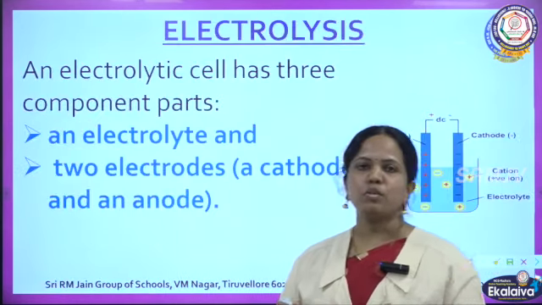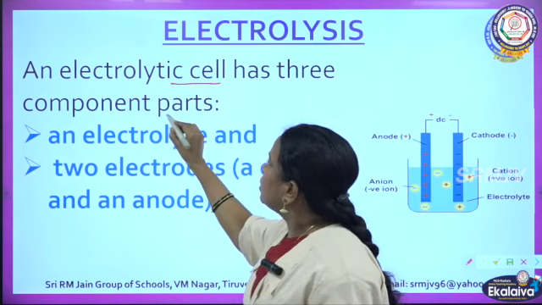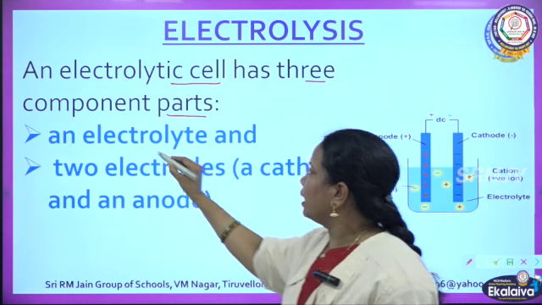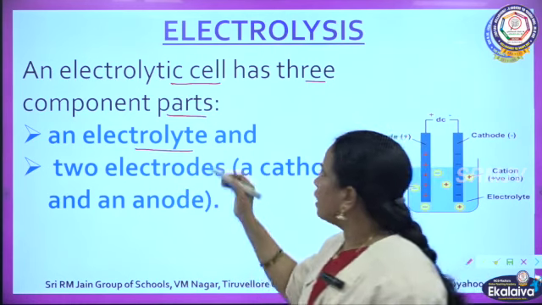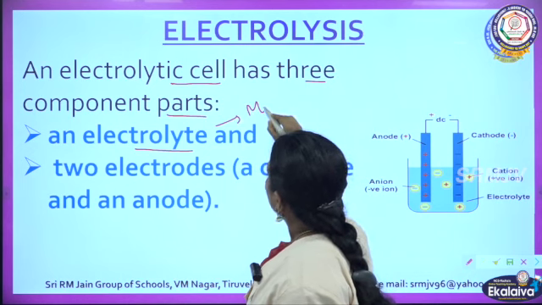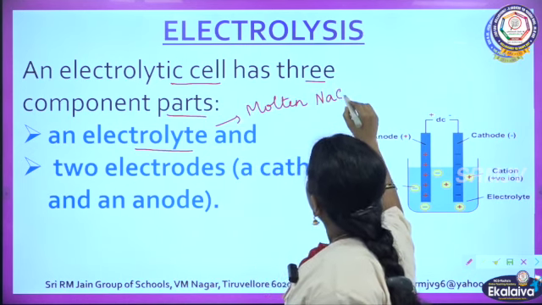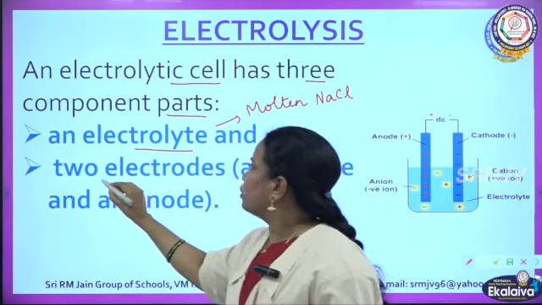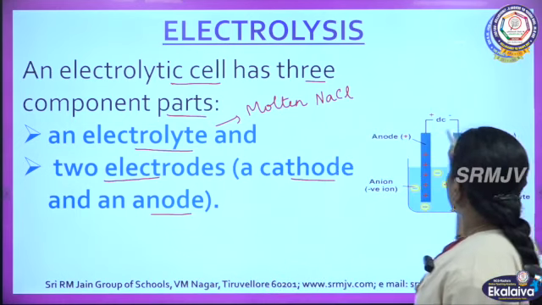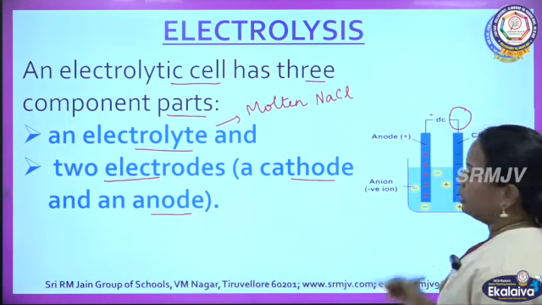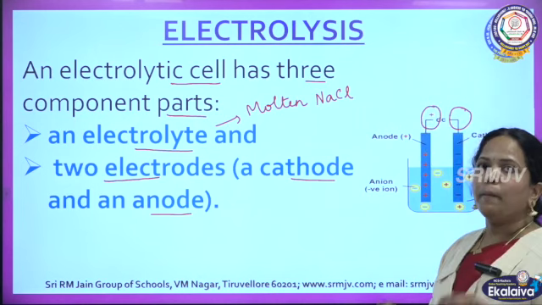Let us see the process of electrolysis. An electrolytic cell has three parts. An electrolyte; molten sodium chloride is taken as the electrolyte. And two electrodes, a cathode and an anode. The cathode is connected to the negative terminal of the battery and the anode is connected to the positive terminal of the battery.